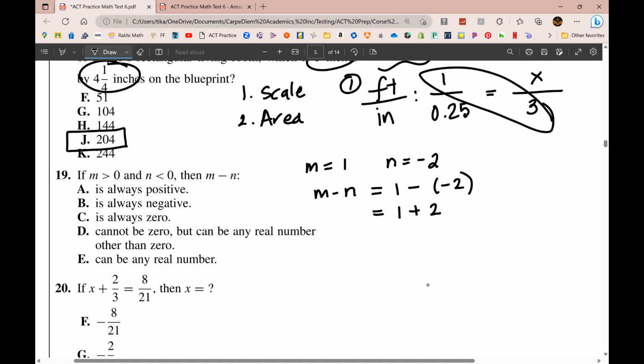So will A always be positive? Okay, well, that's an option. Always be negative? It cannot do that. Always be 0? I don't ever think it's going to be 0 either, because again, if we put always a positive number for m, and it's going to force positive n because of the subtraction, then you're always going to be adding it. Cannot be 0, but can be any real number other than 0.